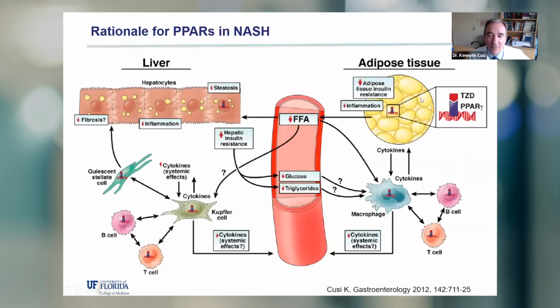So I explained about this, how TZDs work. They have more receptors in adipose tissue than in any other tissue. By healing the fat, you're going to heal the liver.